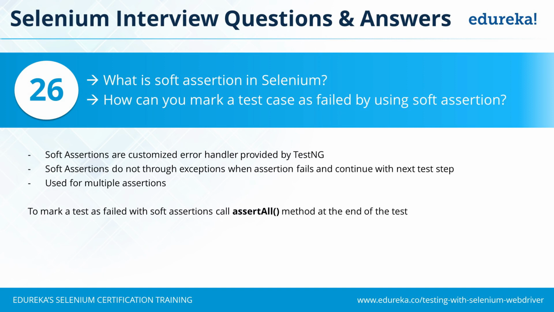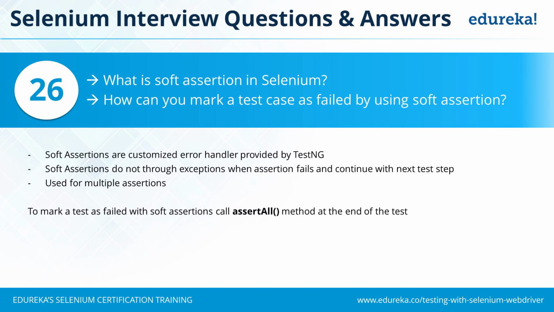Okay, the next one. What is soft assertion in Selenium? You must have heard this term, that you should be using soft assertions when you have multiple assertion points in your test case, so that your test can continue until any kind of exception is thrown. So let's talk about what exactly soft assertions are. Soft assertions are a customized error handler provided by TestNG. There is a class associated with soft assertions, and you can create different objects of soft assertions and use them within your code to assert the value of any kind of object under test.